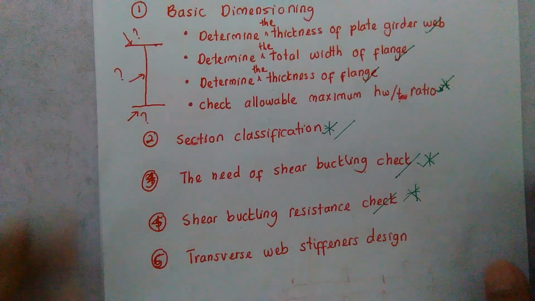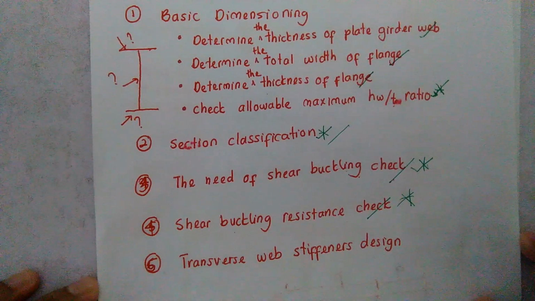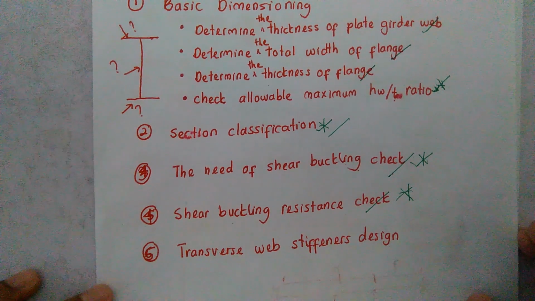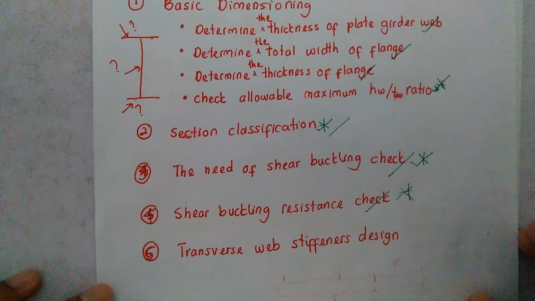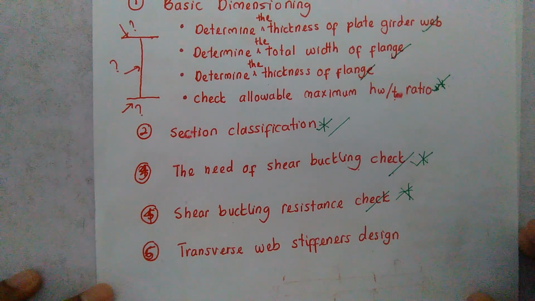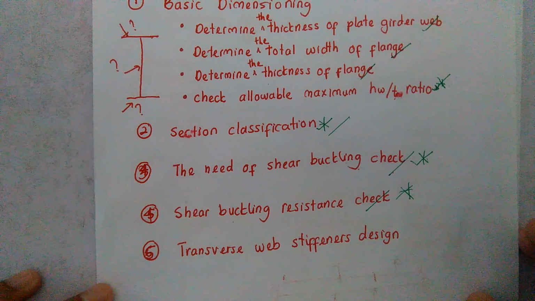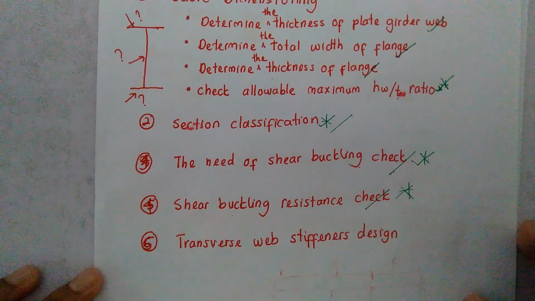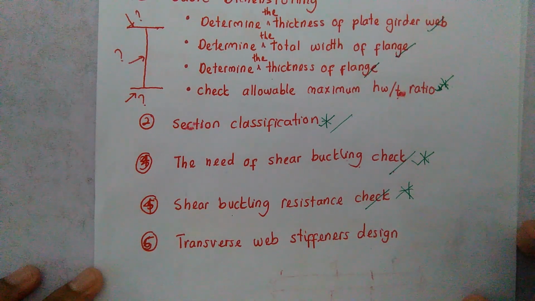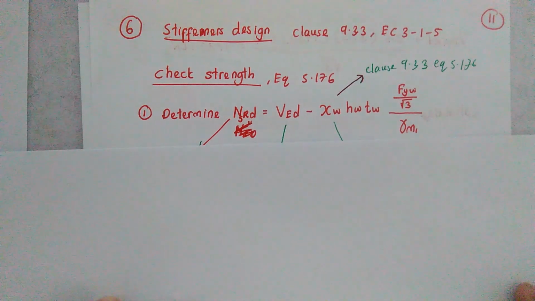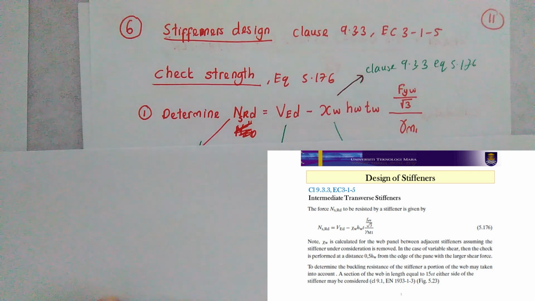Now, the last part in our plate girder design is to design the transverse web stiffeners. As we know, in these examples we have a 20-meter span length and we have the panels, but we haven't designed the size of the stiffener itself. In this video, you will learn how to design the transverse web stiffener. Alright, so now let's first look at how we can design the stiffener in the plate girder.